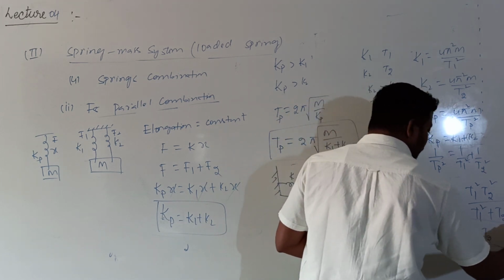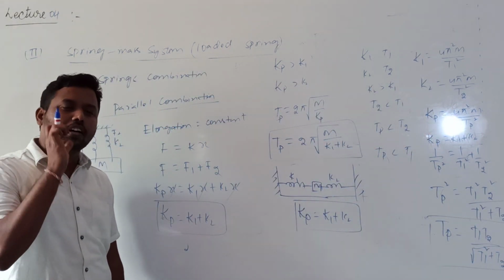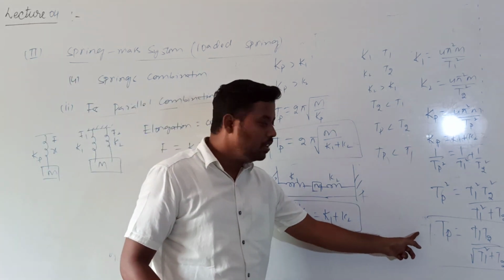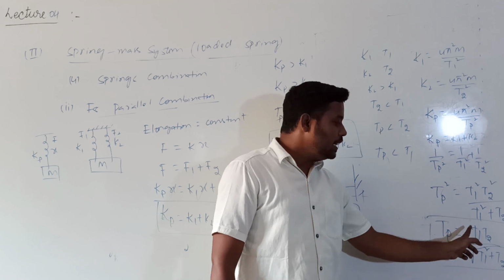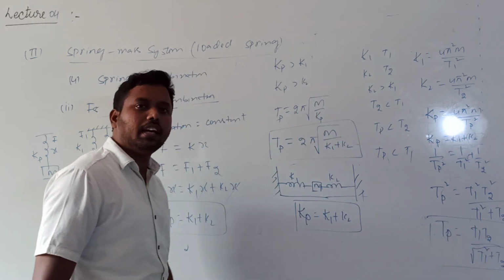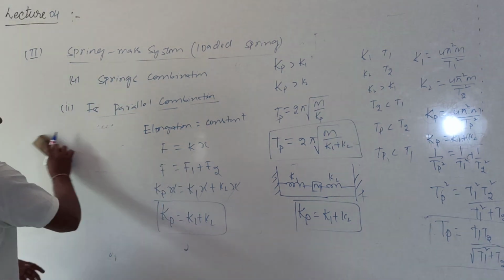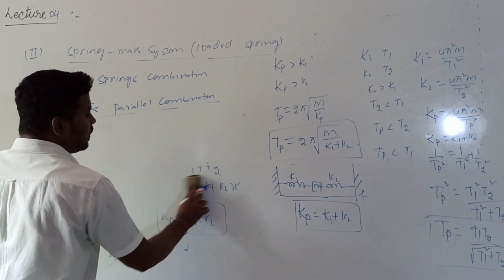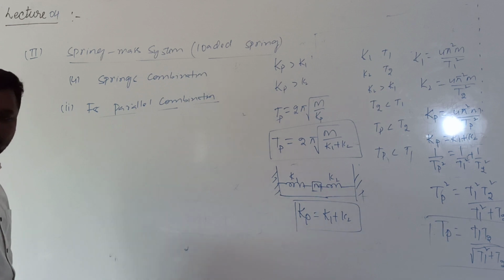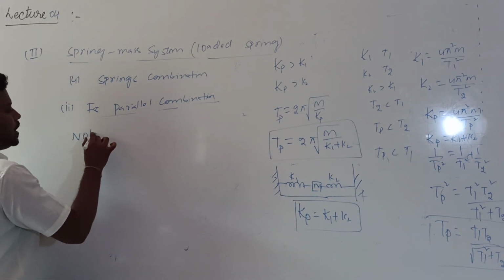Understood? If the individual time periods T1 and T2 for the same block are known, and I want to calculate the time period of the parallel combination, I can calculate by the formula T1 into T2 divided by root over T1 square plus T2 square. Okay? So this is for series combination and the parallel combination. In this parallel combination, one more last point.